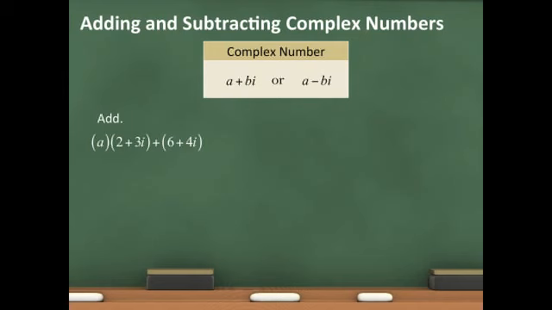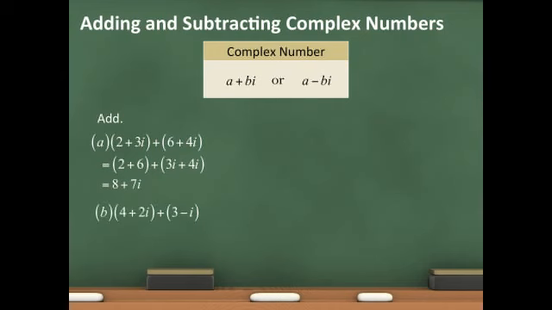In part A, we have the complex number 2 plus 3i being added to the complex number 6 plus 4i. We begin by grouping the real parts together and the imaginary parts together. Next we add. This will give us 8 plus 7i.